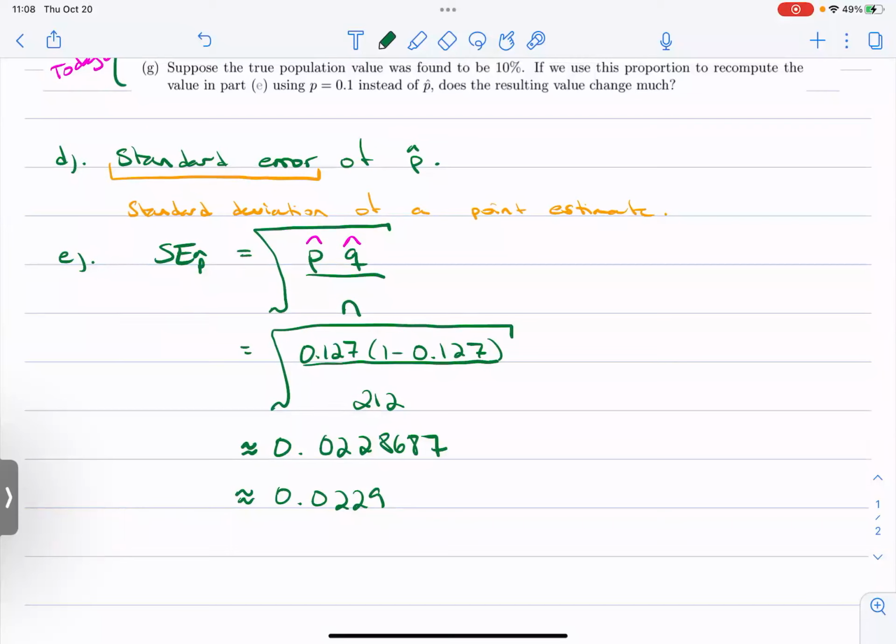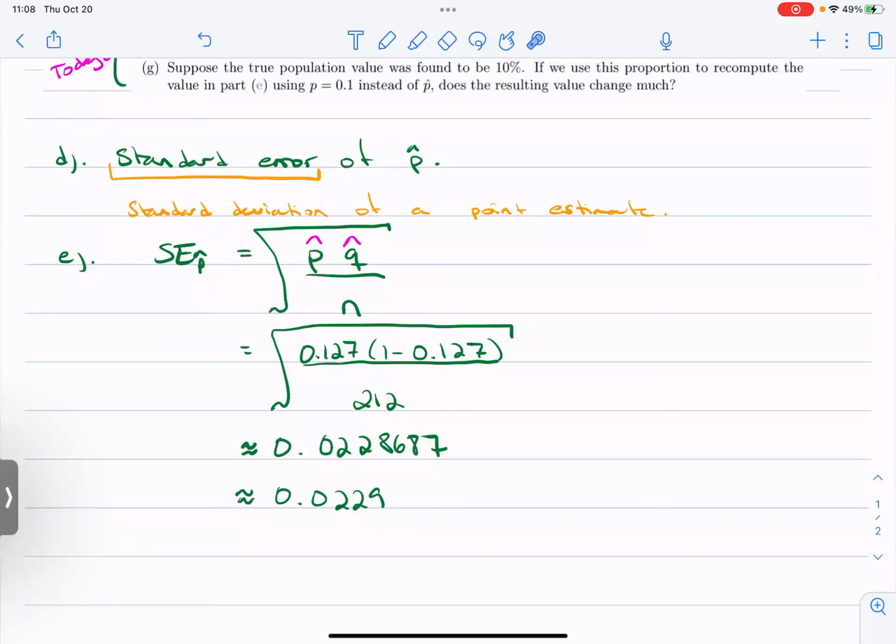I know, how weird of me to do 4 decimal places and 3 decimal places. I know the biology part of this course is cringing, but it's okay.